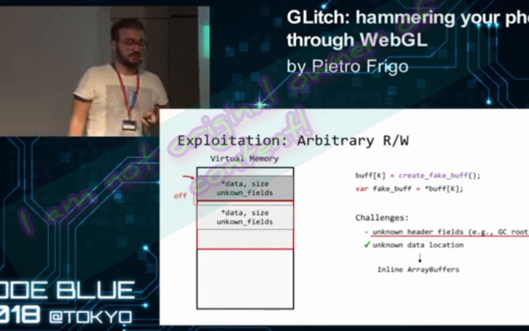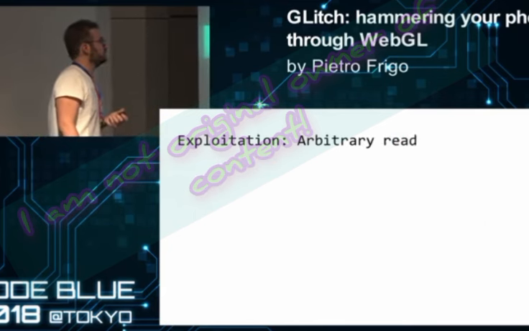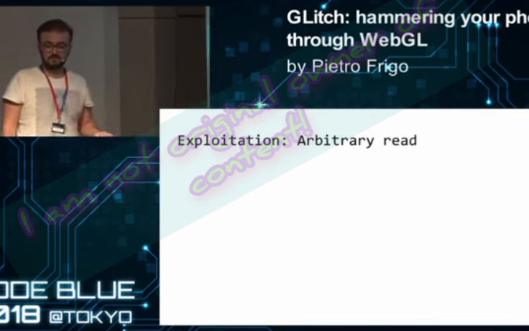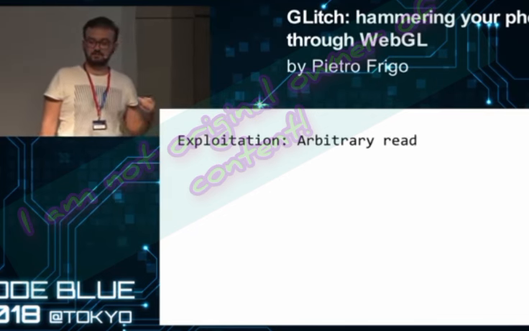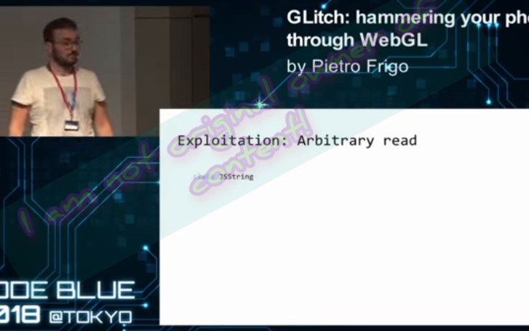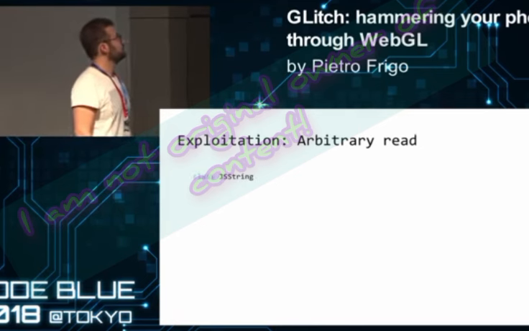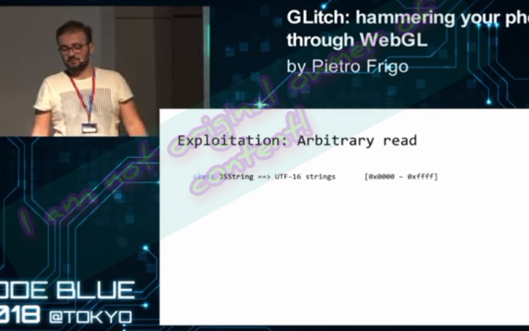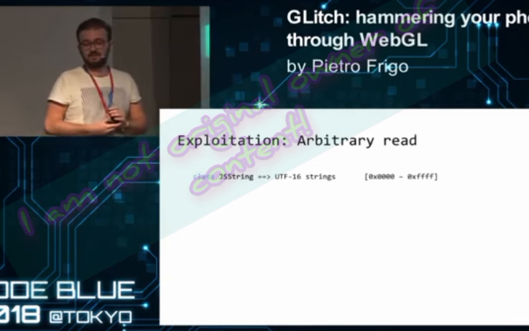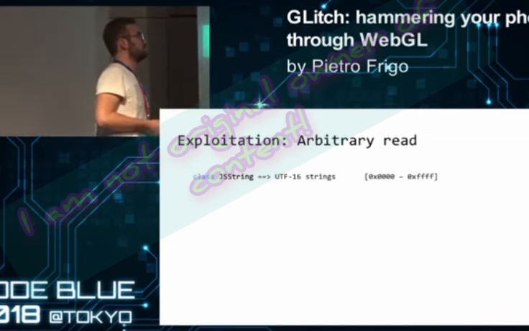For the other challenge instead, the unknown header fields, you need something more. And this is an arbitrary read, which means that you need to first get an arbitrary read to leak that content to then get the arbitrary write. And the way we do this is by using JavaScript strings. So Unicode strings can read any value in 16 bytes. So you can read anything from 000 to FFF.